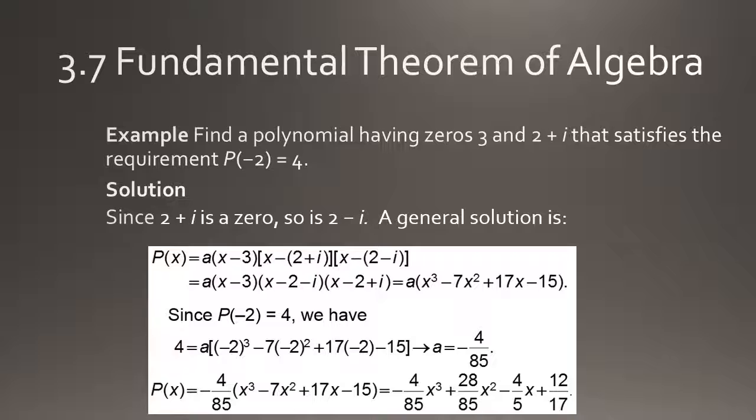And when we multiply that through, we get negative 4 over 85 x to the third plus 28 over 85 x squared minus 4/5 x plus 12 over 17. You may be uncomfortable working with fractions, but you do need to get more comfortable with that. Remember, you do have a calculator that can help you multiply and convert to fractions, and I would be sure to use this if you need to.